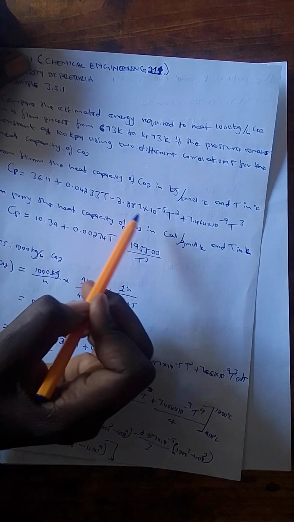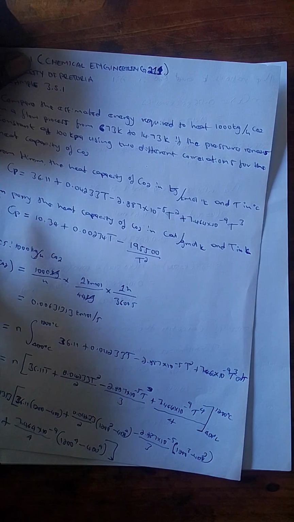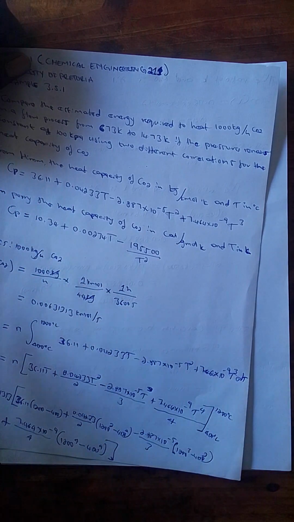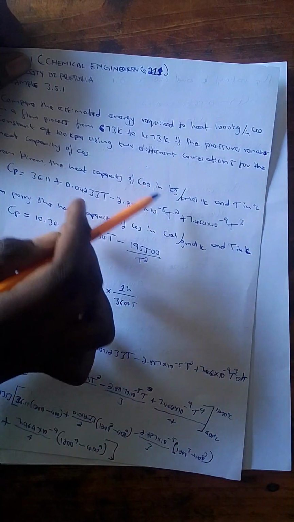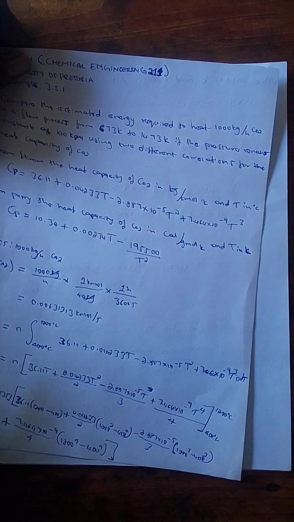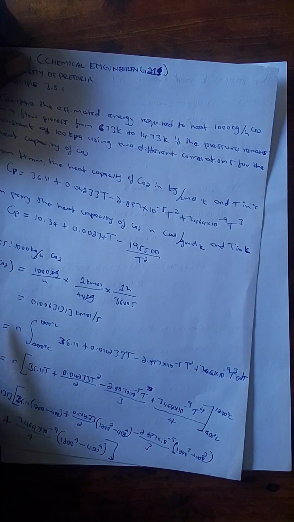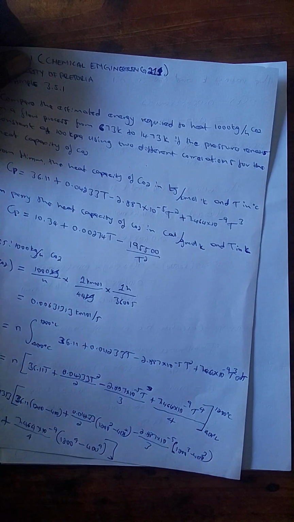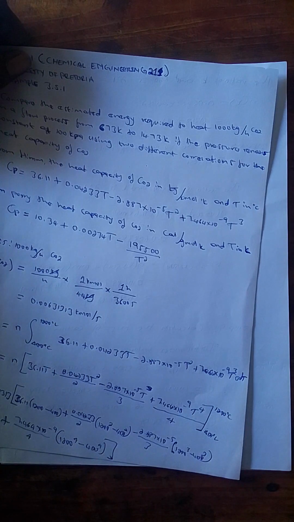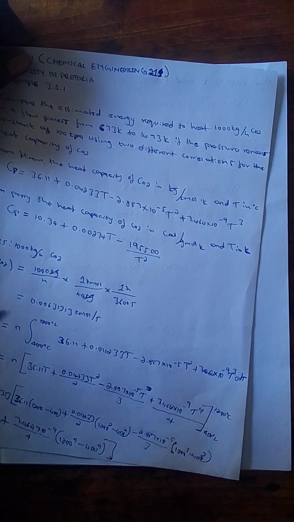Just to explain something here: when you have the heat capacity, and then you integrate it, and then you multiply also by the n, which is the number of moles, the change in energy is actually kilojoules per kilomole, but because we have multiplied this energy with n, then we get our kilojoules.